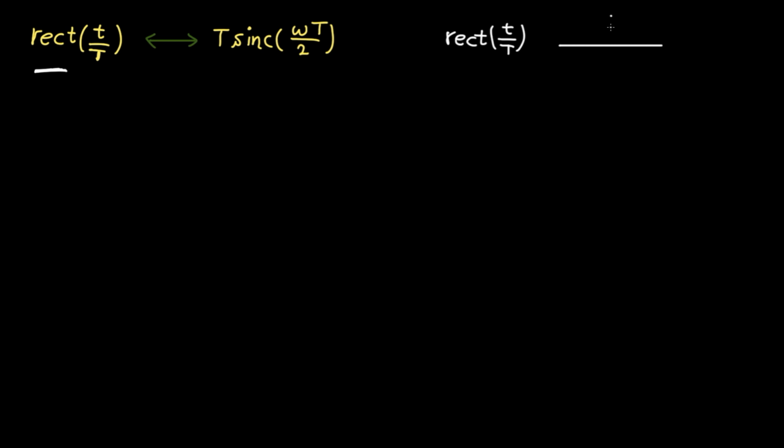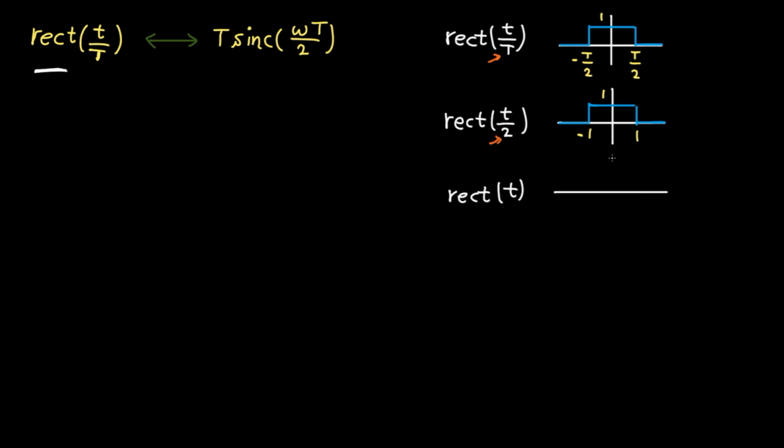A rectangular signal, as the name shows, is a window that is 1 from minus T over 2 to T over 2. For instance, for rect of t divided by 2, capital T is 2. So the function is 1 from minus 1 to 1. Or rect of t is 1 from minus 1 half to 1 half.